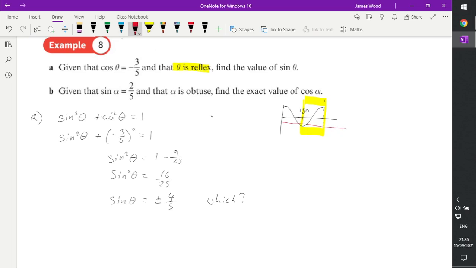Okay. If we now look at the graph of sine, there's 180 there. And again, we know that the angle is reflex, so we're just looking in this zone here. Well, in that zone, the sine graph is only below 0, so sine must be negative. So it must be minus 4/5. Okay, so you do have to do that check of which sign it is.